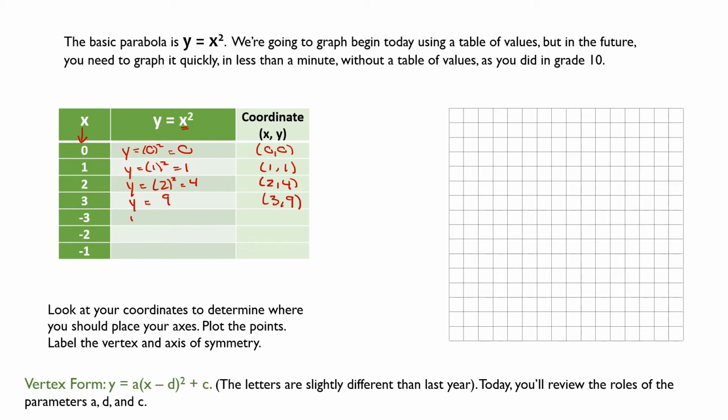The next coordinate, negative 3 squared. Let me write this one out because we mess up our negatives sometimes. Negative 3 squared is really negative 3 times negative 3. That's a positive 9. So this coordinate is negative 3, positive 9.